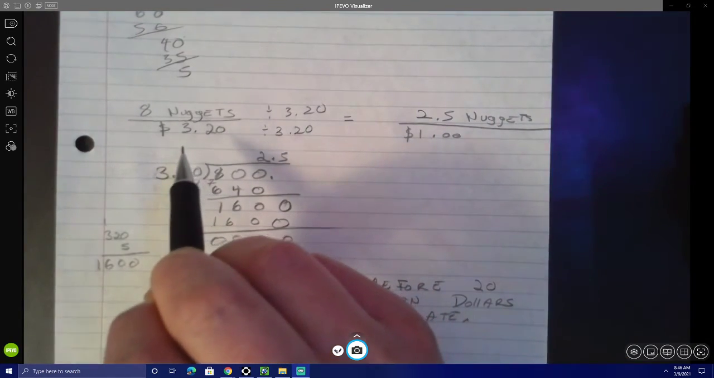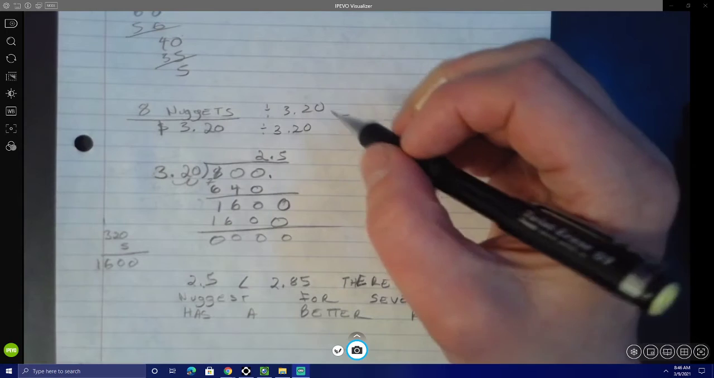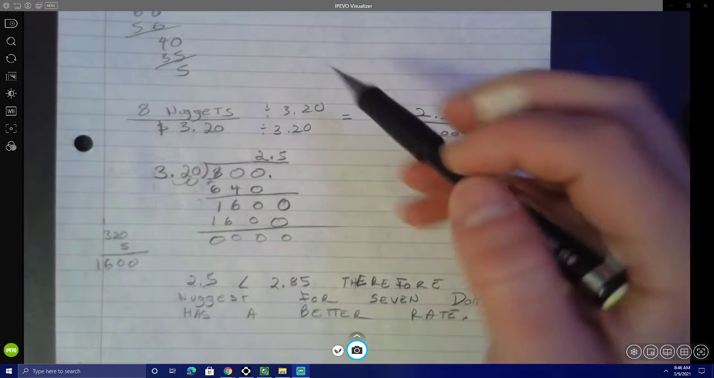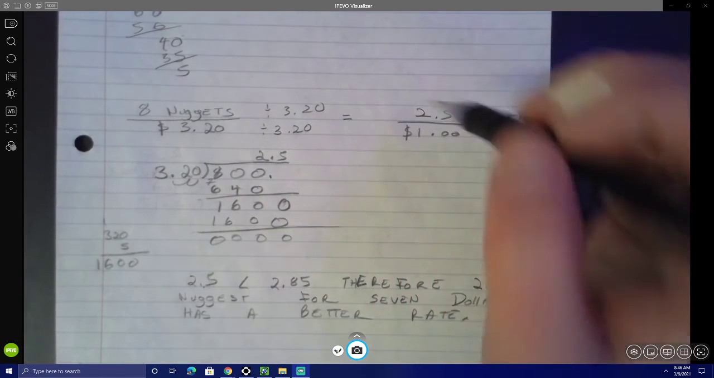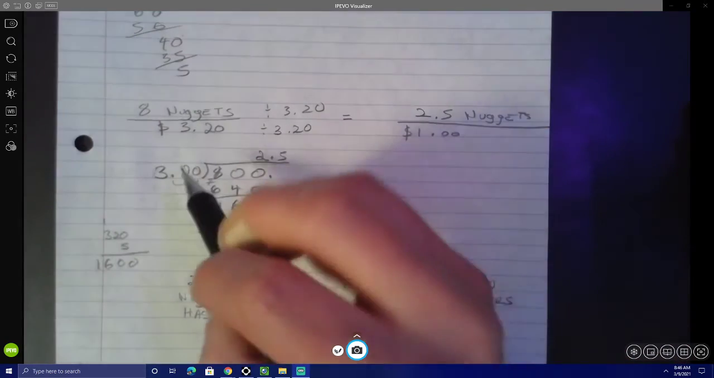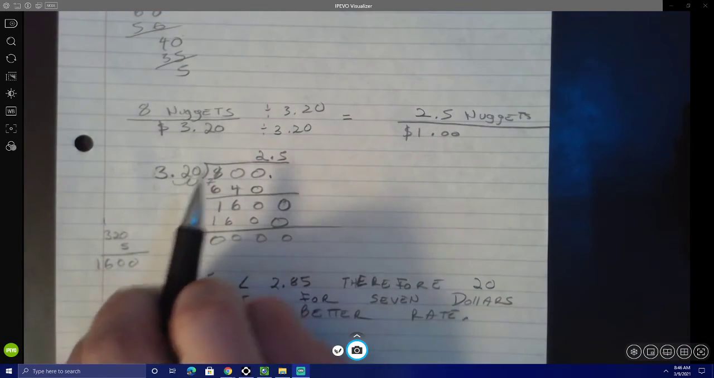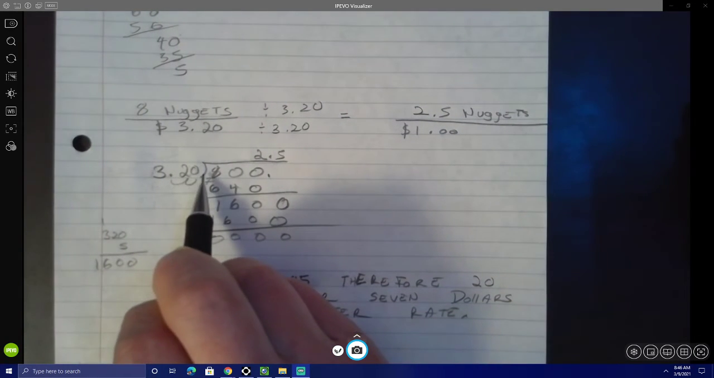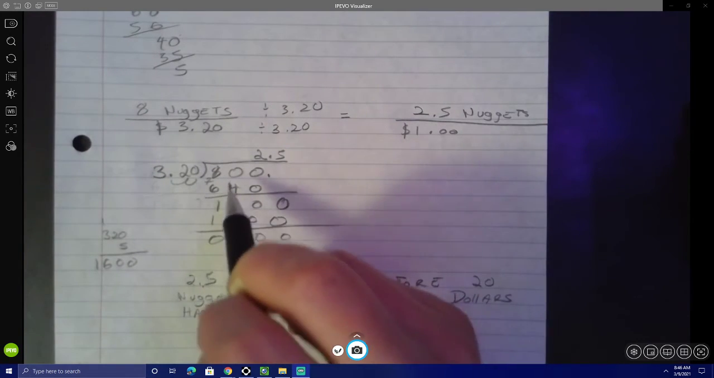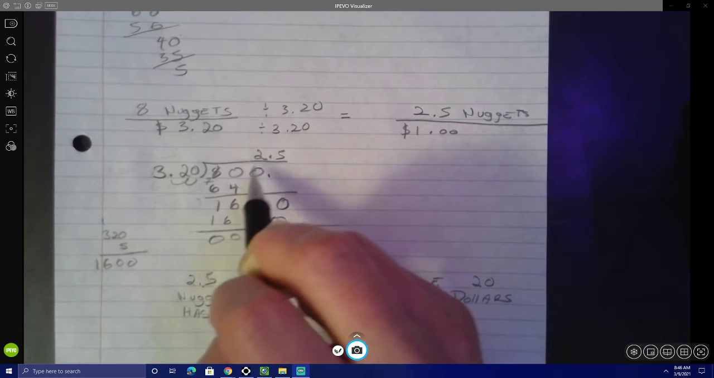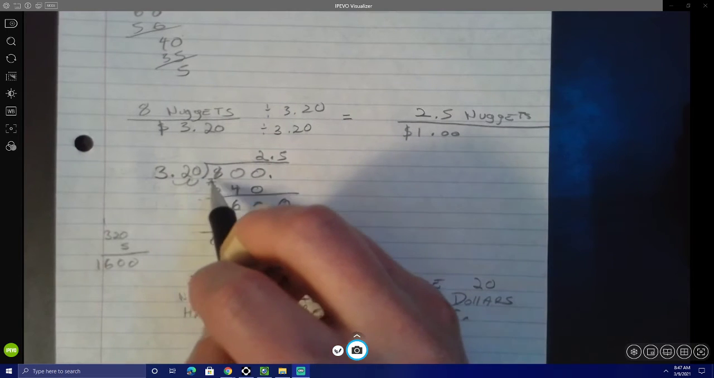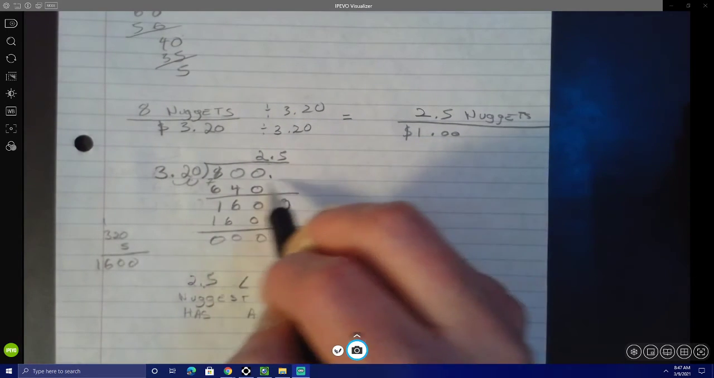The next rate we are comparing that to is 8 nuggets for $3.20. To find the unit rate here, I need to divide both the top and the bottom by that $3.20. When I do that on the bottom, I get $1. To do long division though with our decimal, one thing we had to do is move our decimal point over to the end of our $3.20, and every time we did that, we added a 0 onto our 8. So every time we moved our decimal point, we added a 0, so I moved it over 2 spaces, and that's where I got this value of 800.